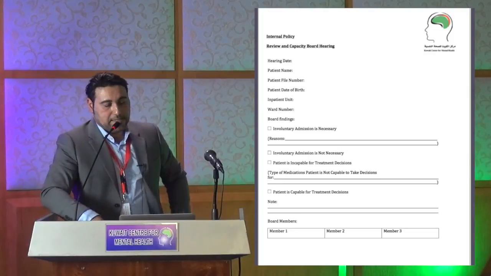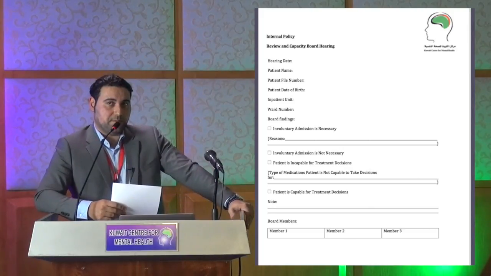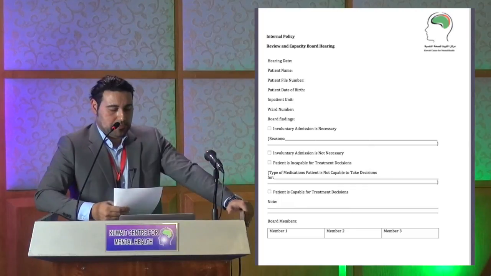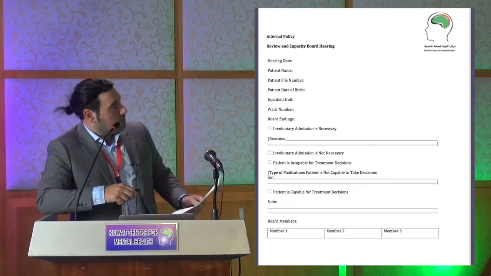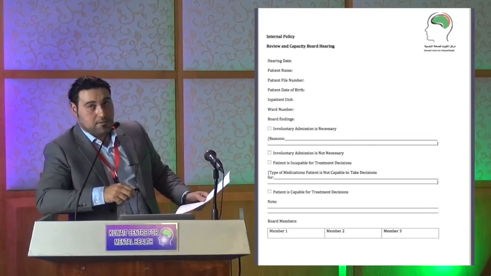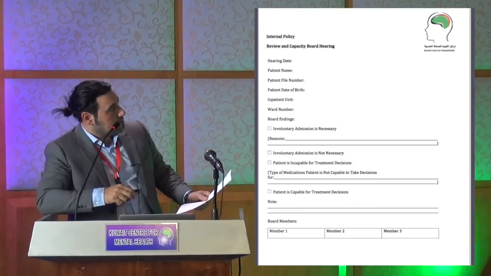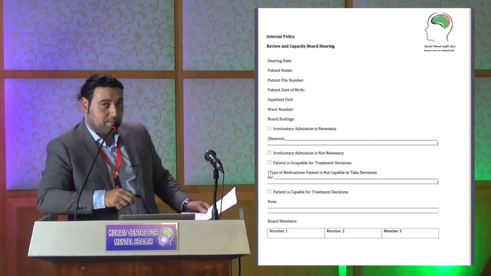The last form is the finding of the RCP itself. So the three members, or three doctors, of the review and capacity board, when they meet with the patient and physician, they decide whether the involuntary admission was necessary, and then they write their reasons. Or that involuntary admission was not necessary. If they say it's not necessary, that's it, the patient really needs to be discharged. Or regarding treatment, the patient is capable, or the patient is not capable. And if not capable, not capable regarding what type of treatments. Then the signature of the three members.